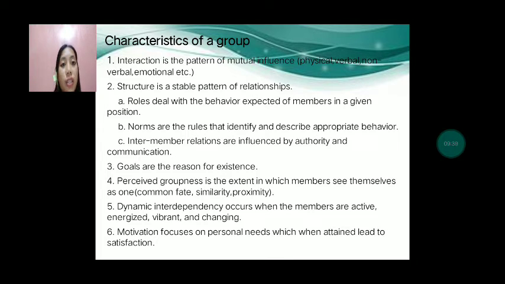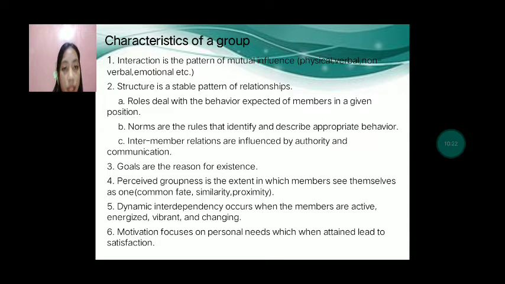Number 2, structure is a stable pattern of relationships. So in a group, there is a structure that we must consider or follow. Letter A, rules deal with the behavior expected of members in a given position. Letter B, norms are the rules that identify and describe appropriate behavior. Letter C, inter-member relations are influenced by authority and communication. So in a group, we are aware that there are rules that we must follow in order to attain a healthy and peaceful communication with each member.